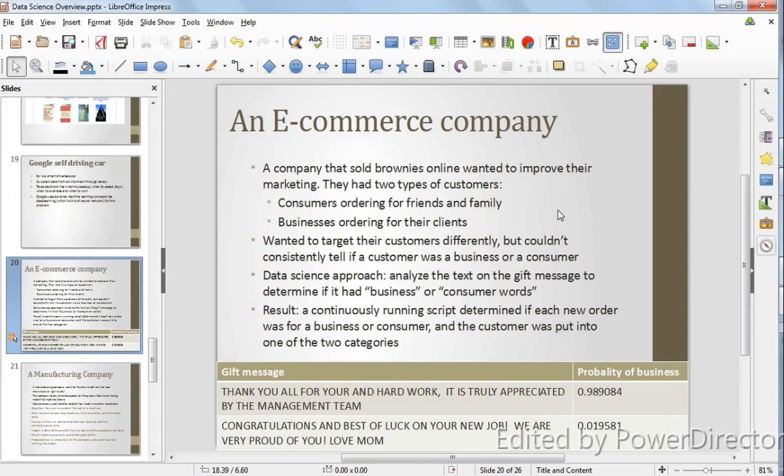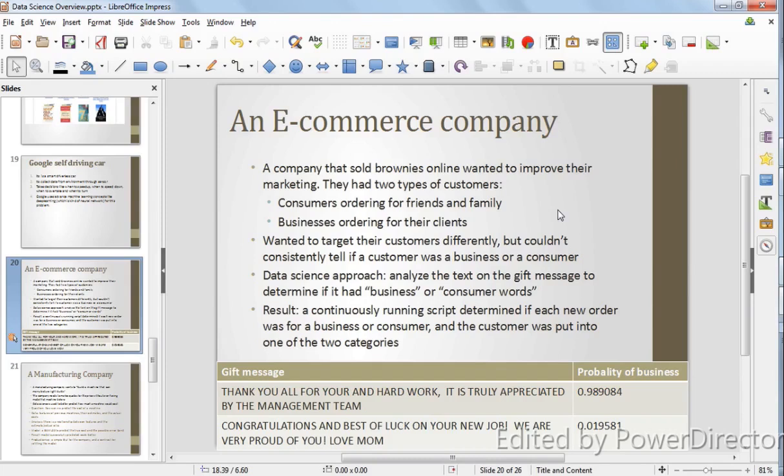So basically they have two types of customers. One is a consumer, a single user who is ordering for friends and family, and the second is the business or the big company, which is a group of people, you can say. So definitely the company would like to target these two customers differently, but could not consistently tell if a customer was a business or consumer. That means they don't have any idea how they can figure out whether the user who is ordering brownies is a consumer or belongs to a business.